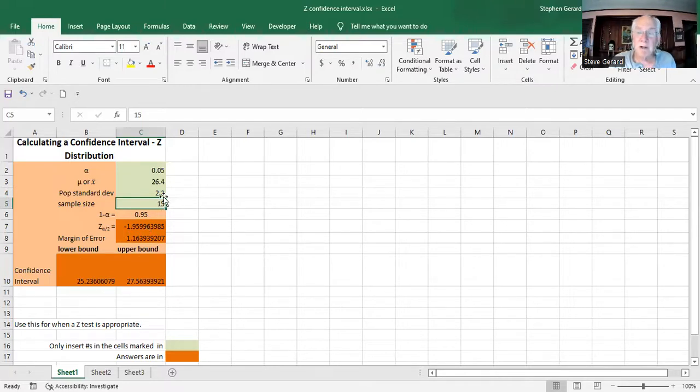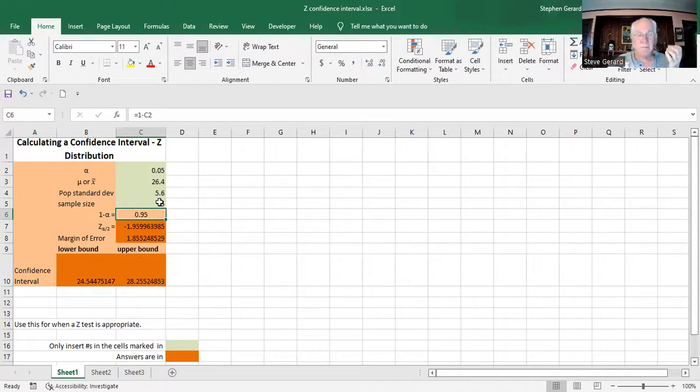Now, I think what's more likely is the population standard deviation would be something more like 5.6. And then, oh okay, it jumps to 23.5 to 29.2. If I change my sample size to 35 rather than 15, we just narrow back down again. So it gives you some sense of it. It's fairly straightforward to use.